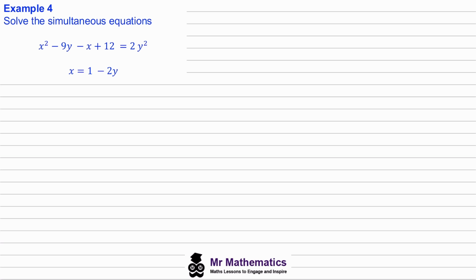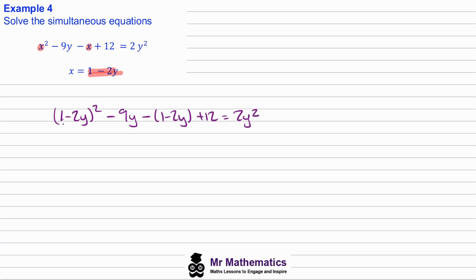In example 4, the equation may look more complicated, but it's exactly the same idea. We need to write one equation involving x or y. Do you want to give this question a go yourself? You can pause the video and come back when you're ready. We can substitute this expression for x into the x squared and into this x term. So we'll have 1 minus 2y squared minus 9 lots of y minus x, 1 minus 2y. Be careful of this negative when expanding out the brackets, plus 12 will equal 2y squared.